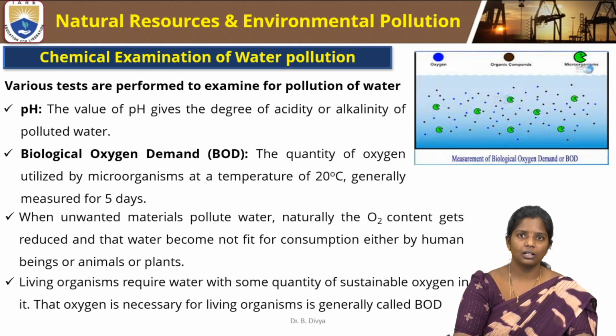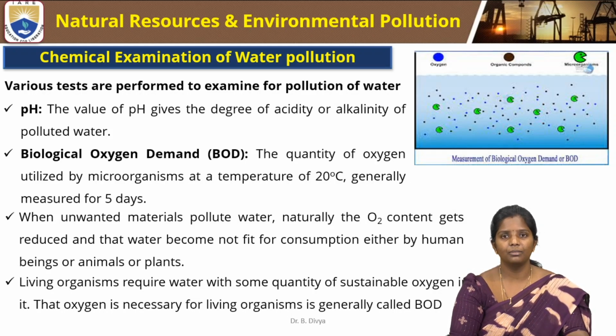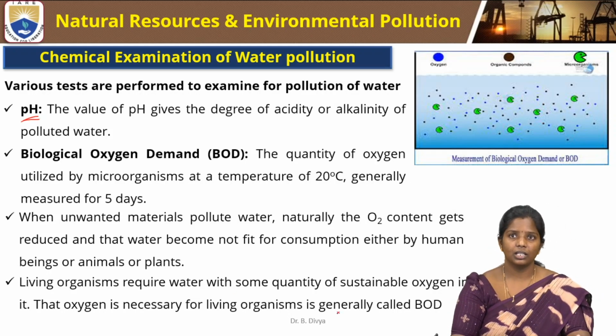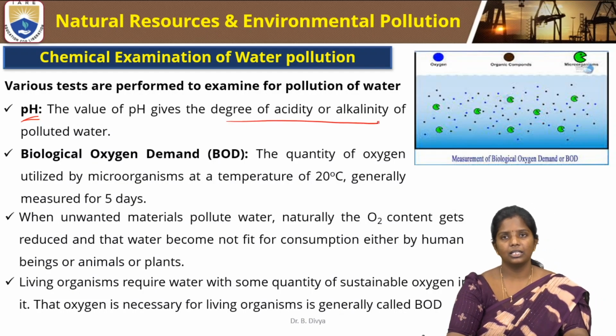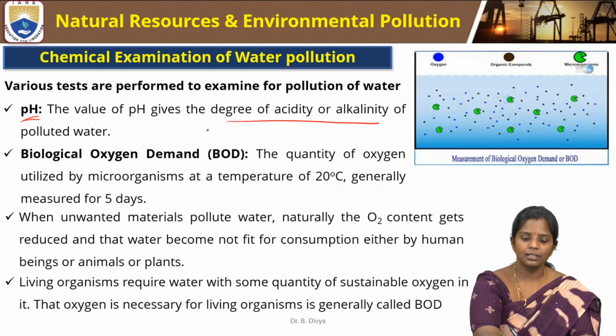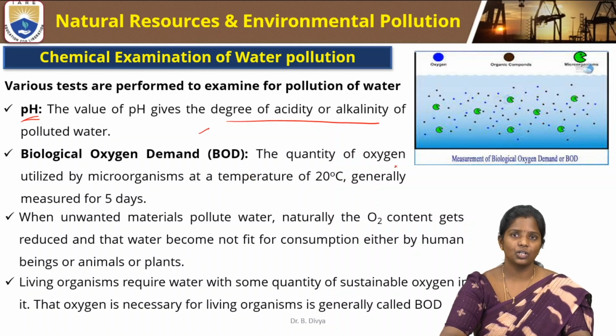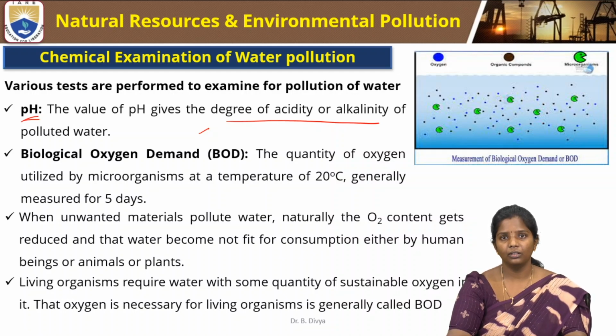For example, the first preliminary test is the pH. pH is very important. The value of pH gives the degree of acidity or alkalinity of a water. There is a lot of water present: the rainwater has some pH, the lake water has some pH, and the borewell water has some pH. If a polluted water is given to you and the pH is high, it is alkaline. If it is low, below 7, it is acidic. So we can identify the source depending on the pH also.